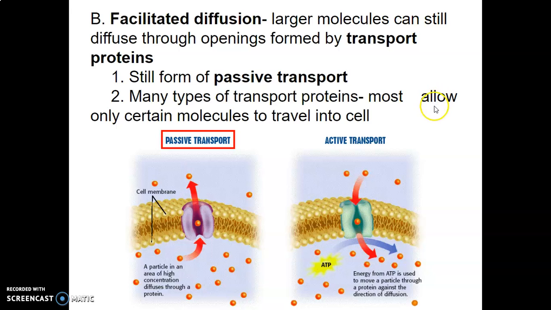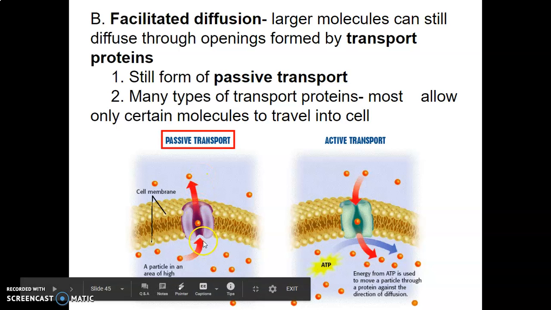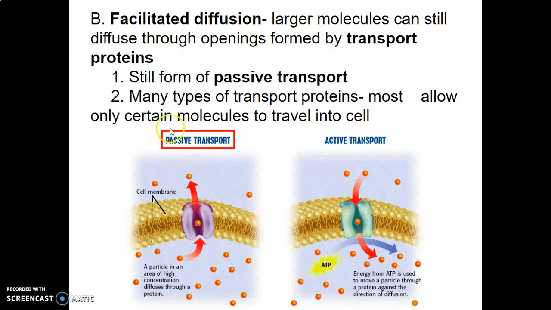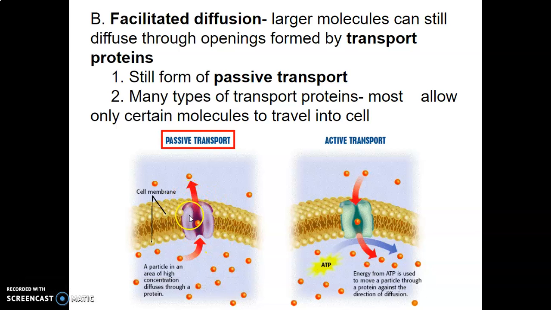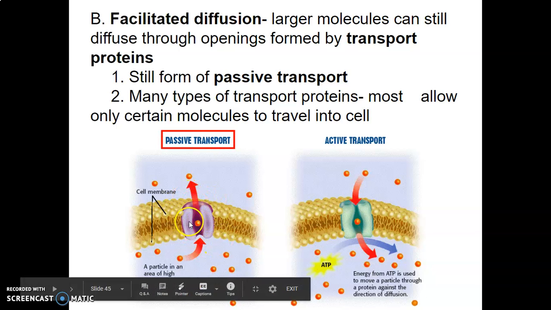Okay. So facilitated diffusion is another form of passive transport. When we looked at the channels, we mentioned these channels inside the cell membrane. Sometimes larger molecules need to get through there. This is the doorway. It just moves from a higher concentration to lower concentration, but it allows it to pass through these little channels. That's all facilitated diffusion is.